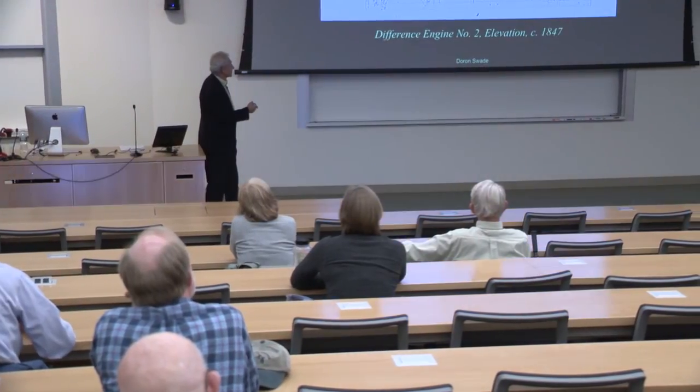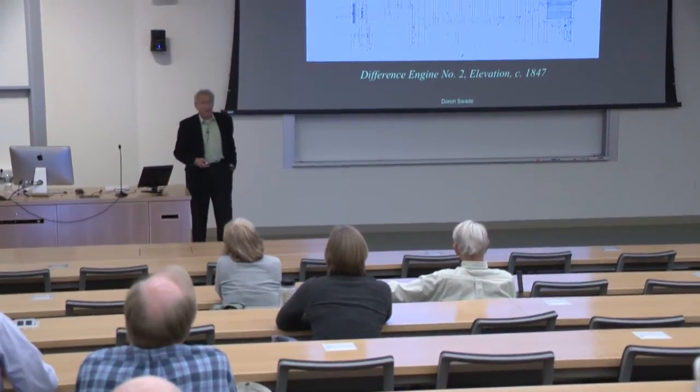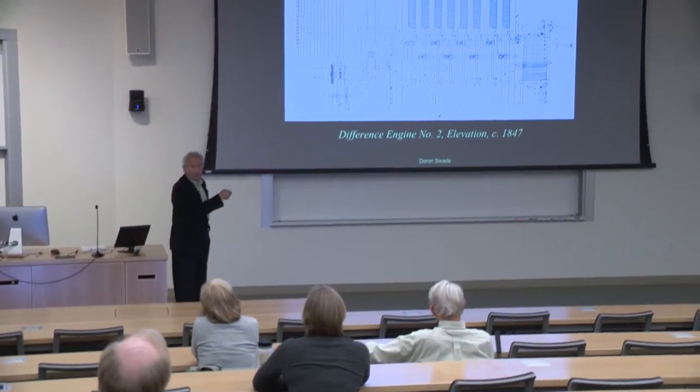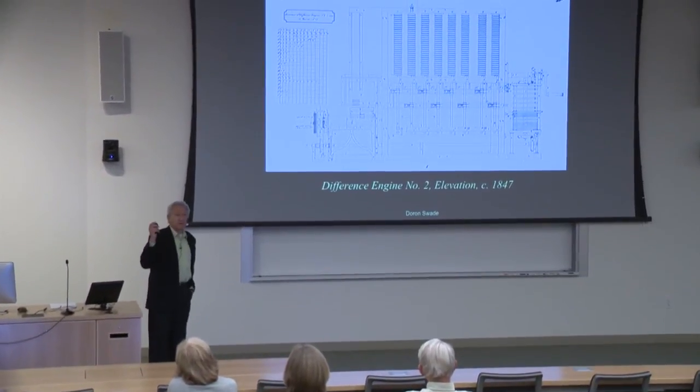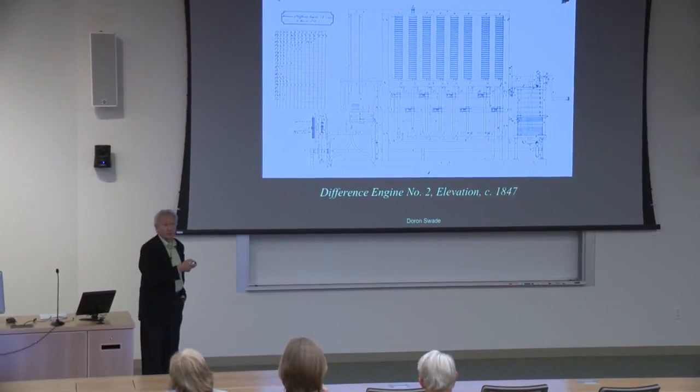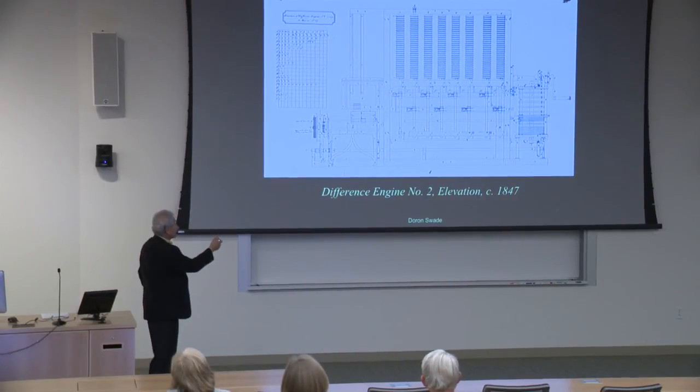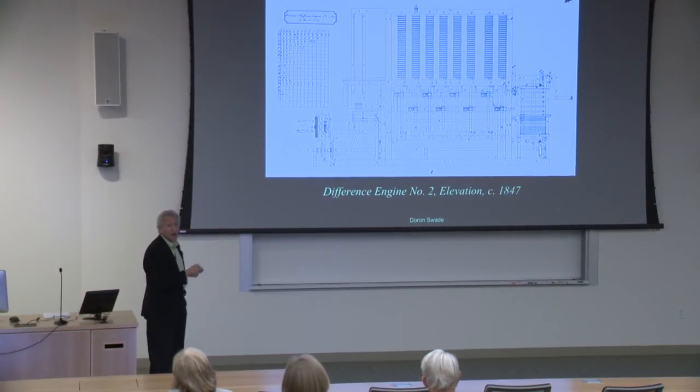I'm tracking back to that elevation. When engineers first looked at this drawing, they were appalled by this. They said you couldn't possibly turn the handle because of cumulative friction, because the understanding was that each of these columns would drive the column alongside.